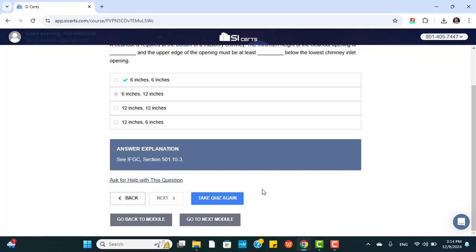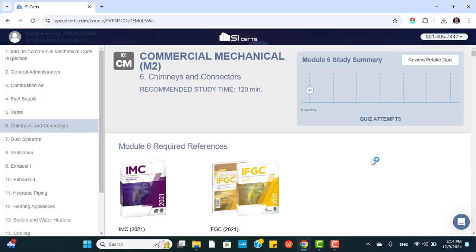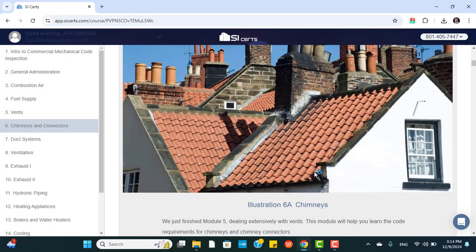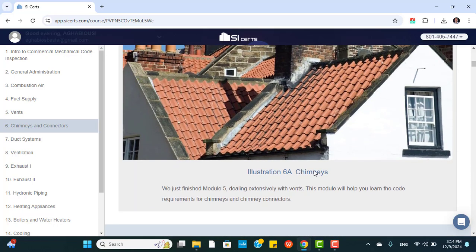So that's all for chimney and connectors. This is all about chimney and connector, in chapter number 6.